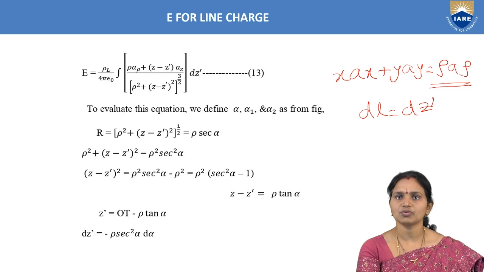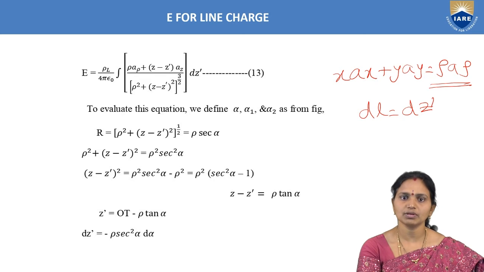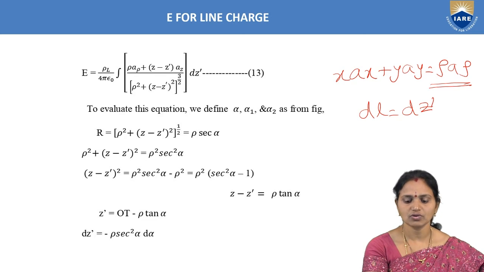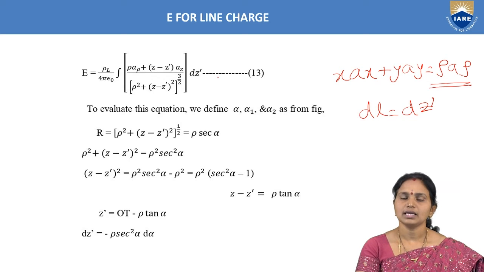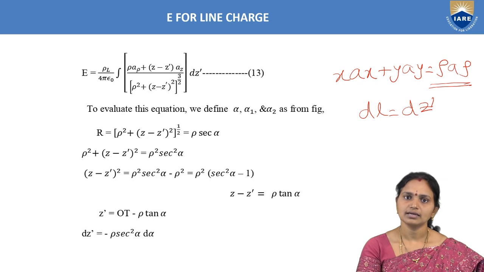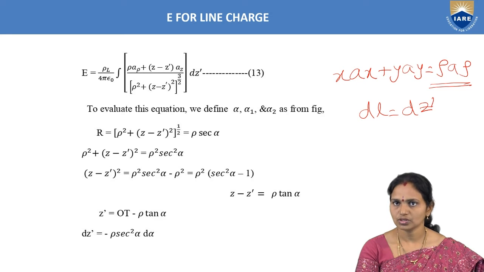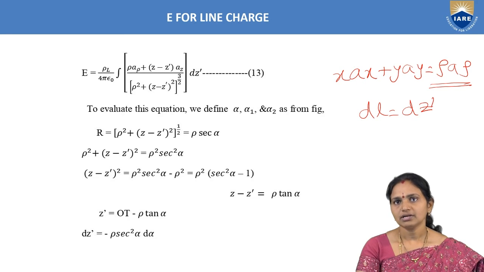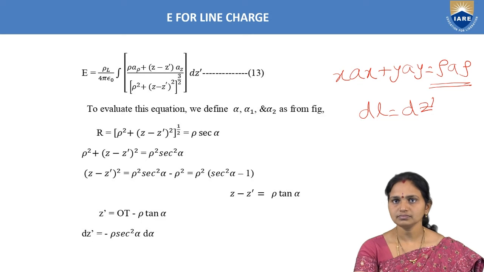E equal to rho L by 4 pi epsilon naught integral of rho a rho plus (z minus z dash) az divided by rho square plus (z minus z dash) whole square, whole to the power of 3 by 2, into dz dash. Here my aim is to calculate the electric field strength at point P due to a line charge rho L along the z axis. For that, I need all this equation in terms of the field parameters.